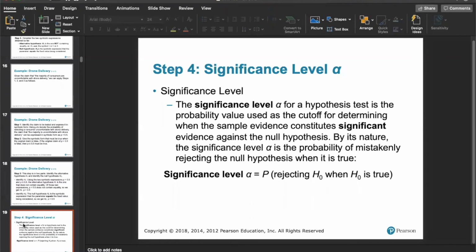So moving on to step four, we're going to be looking at the significance level, which we use with our alpha, which we used previously in chapter 7. We're still going to be using it for our hypothesis testing, and it's the probability value used as the cutoff for determining when the sample evidence constitutes significant evidence against the null hypothesis. By nature, the significance level alpha is the probability of mistakenly rejecting the null hypothesis when it's still true.